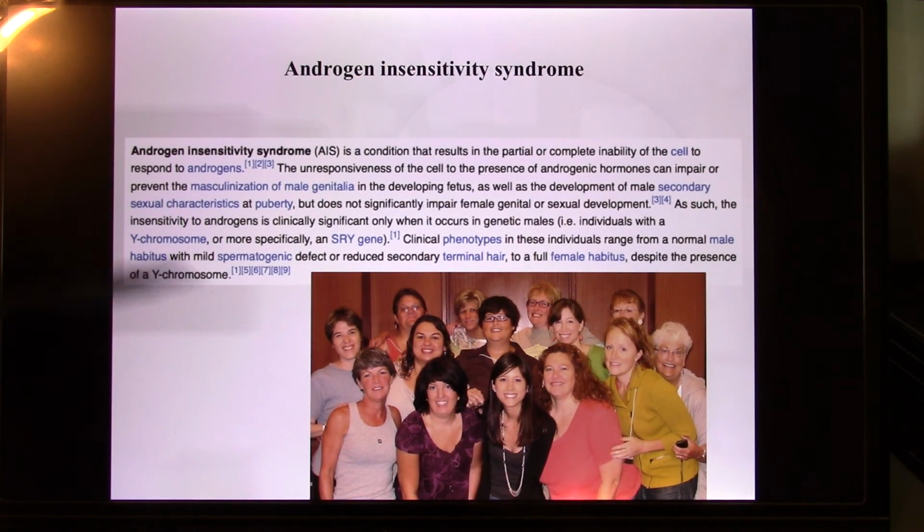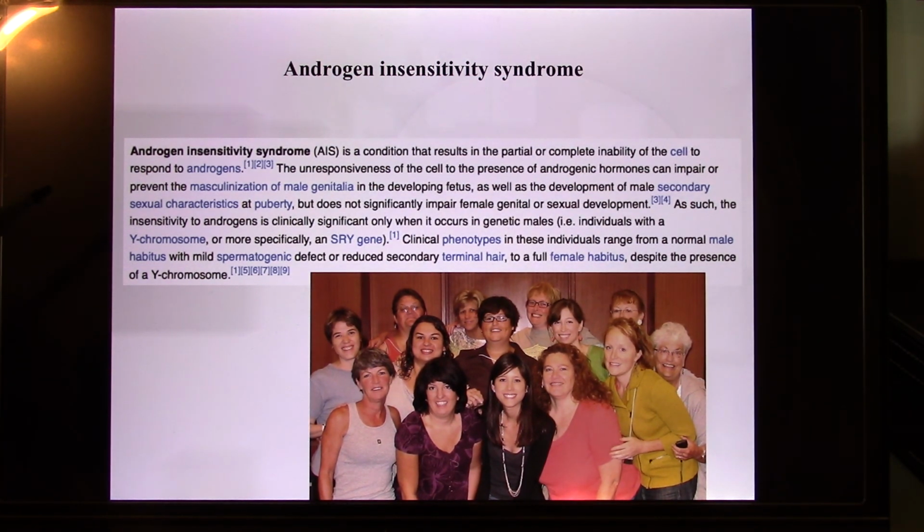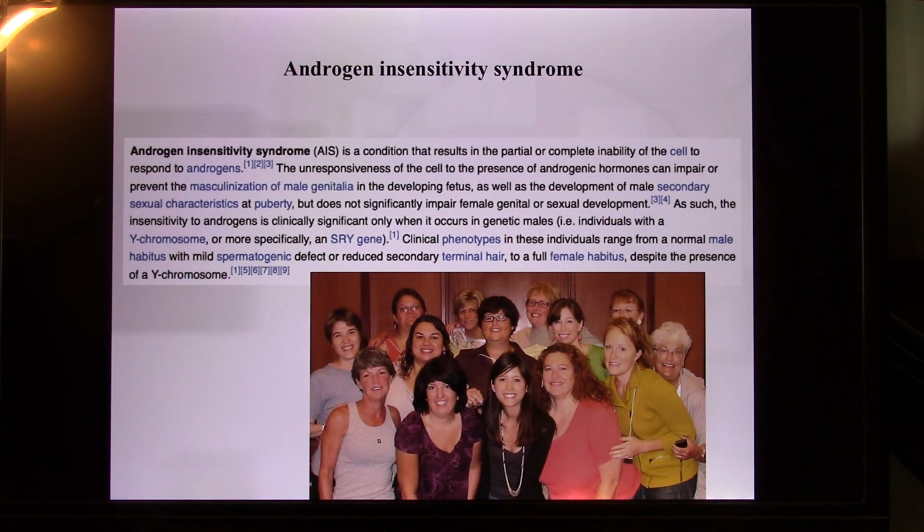And she's not the only one. All these girls, all these ladies have androgen insensitivity syndrome. So it turned out the body is insensitive to testosterone. And when we talk about the endocrine system, we only have one slide to talk about the endocrine system. Your hormones also affect your whole body.